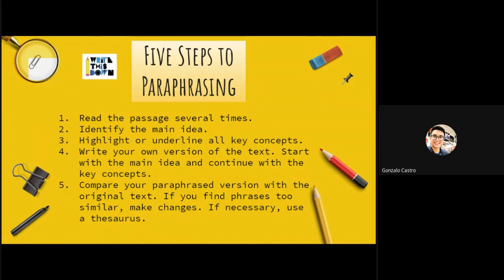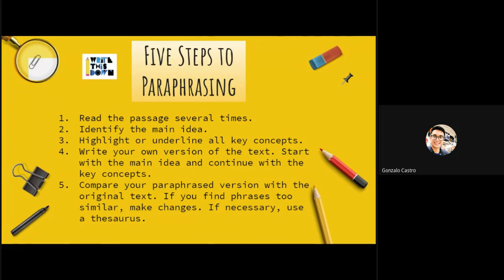So here are the 5 steps to paraphrasing, which you also want to write down in your notes. The first step to effective paraphrasing is to read the passage several times. When you are paraphrasing a text, you want to make sure you fully understand the text. If there are certain parts of the text that you aren't understanding, make sure to read it more than once. And if there are particular words that you are not understanding, you want to make sure you look up the definition. Step number 2 is to identify the main idea. You want to be able to do this for each paragraph or section of the text.